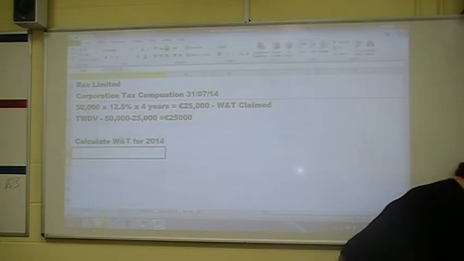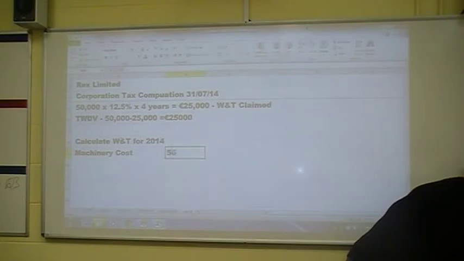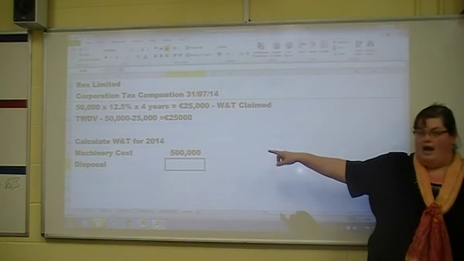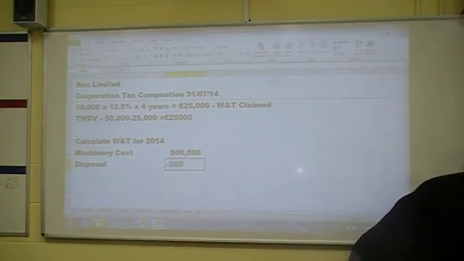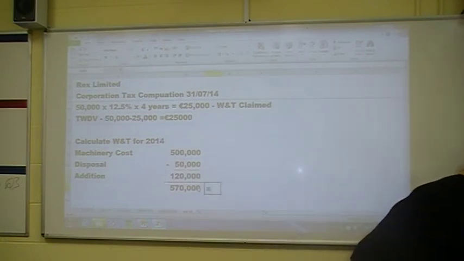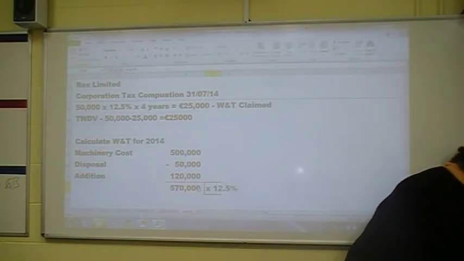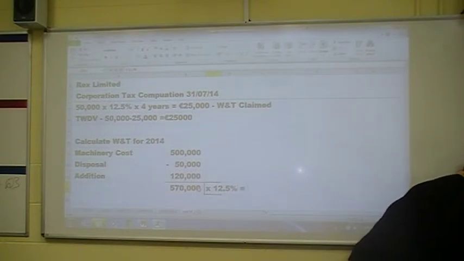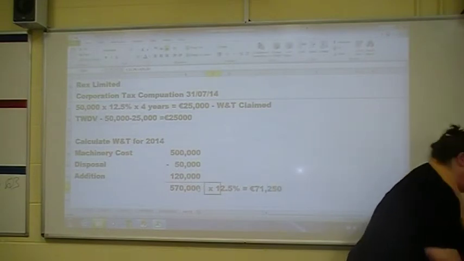For 2014, we have machinery cost was 500,000. We have disposal, and here now we're dealing with cost, so the cost amount comes out here. So minus 50,000, and we've got an addition. An addition was 120,000, isn't it? So our cost figure now, which we base wear and tear on, is 570,000 by 12.5%, which is 71,250.